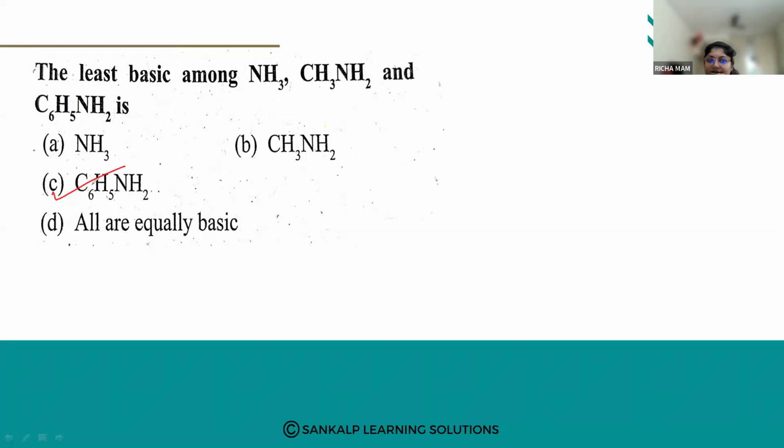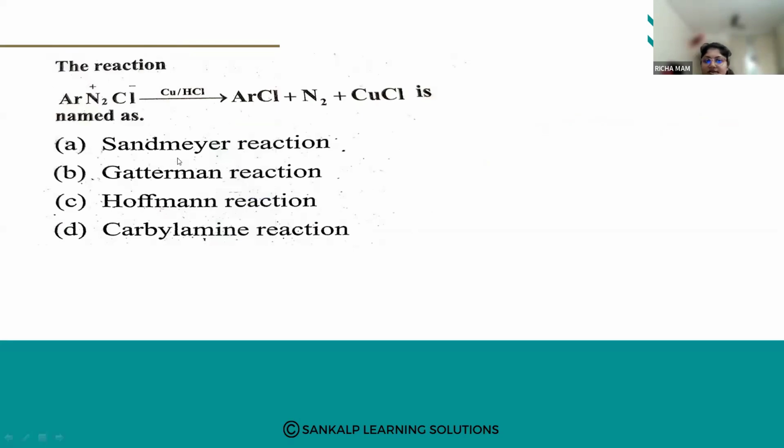Because there is steric hindrance, as benzene is a bulkier group. So when you see the basicity, first will be the secondary, then the primary, then the tertiary, and then your ammonia. The least basic is your C, benzylamine. Fine. Next question.